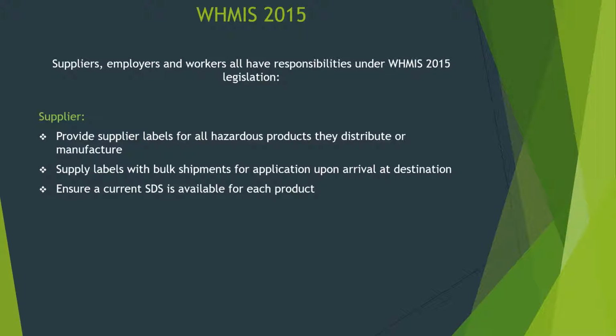Suppliers, employers, and workers all have responsibilities under the WHMIS 2015 legislation. Suppliers' responsibilities include providing the supplier labels for all hazardous products they distribute or manufacture, to supply labels with bulk shipments for application upon arrival at the destination, and to ensure a current SDS or safety data sheet is available for each product.